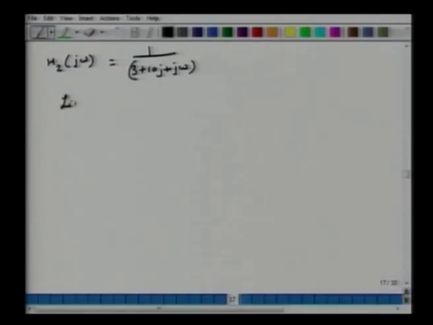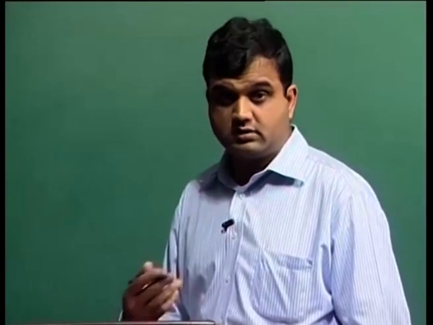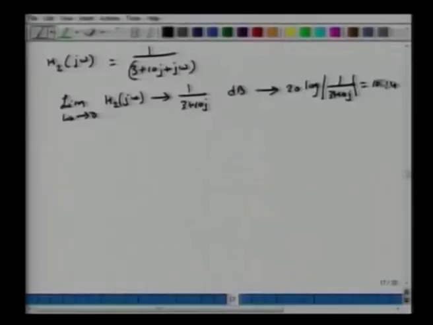So the limit as omega goes to 0 for H2 j omega is 1 over 3 plus 10j. So in decibels, this term is 20 log magnitude of 1 over 3 plus 10j. Basically, I can find 3 squared plus 10 squared, that gives me 109, take its square root, find the log of it, minus of that, and I get minus 20.37.